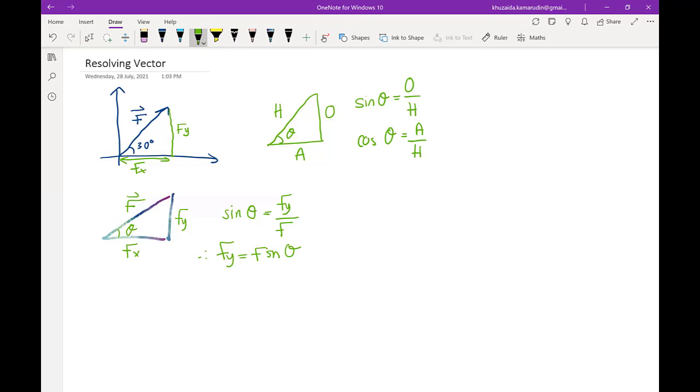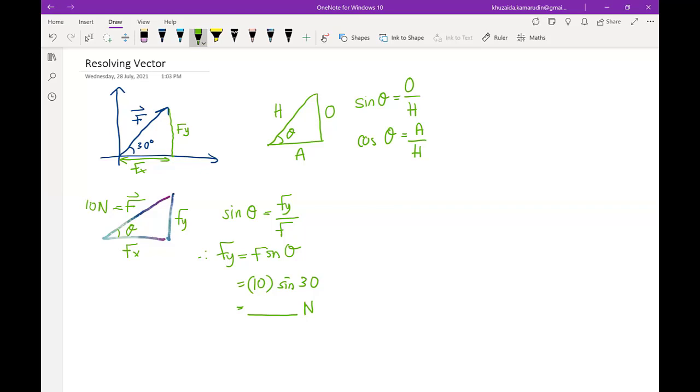All right, so let's say you have the value of f equals 10 Newton. So it means that you can do the calculation. Substitute 10 for f, sine, the angle given is 30 degrees, and then press the calculator and you will get the answer in Newton.